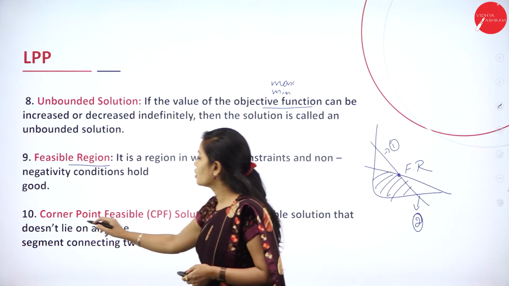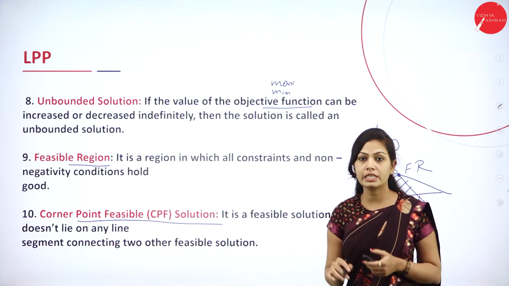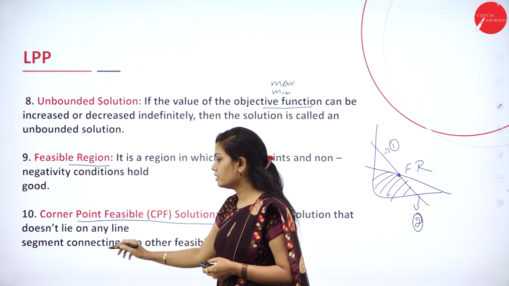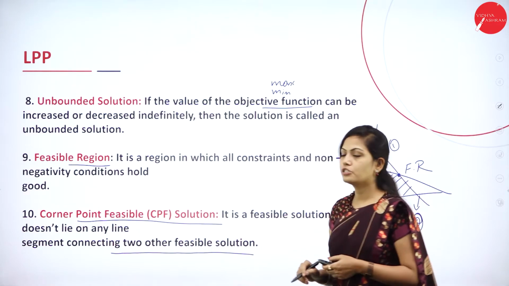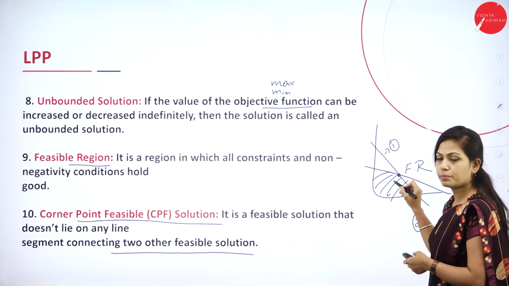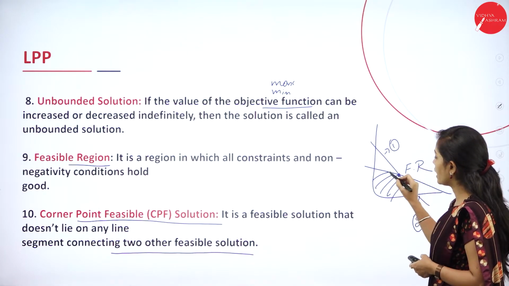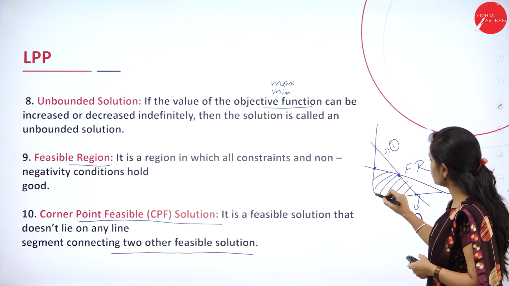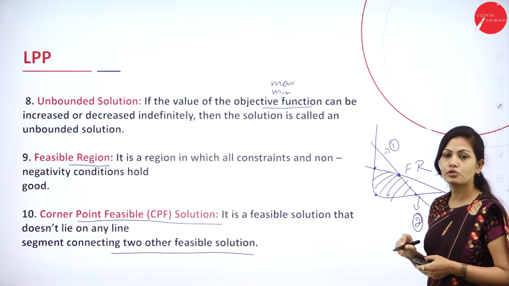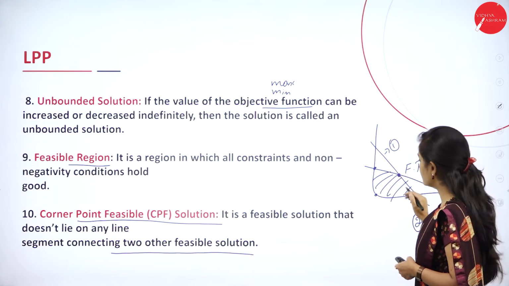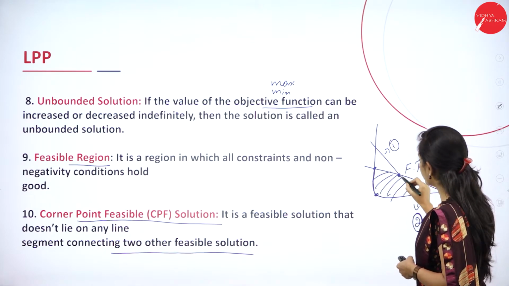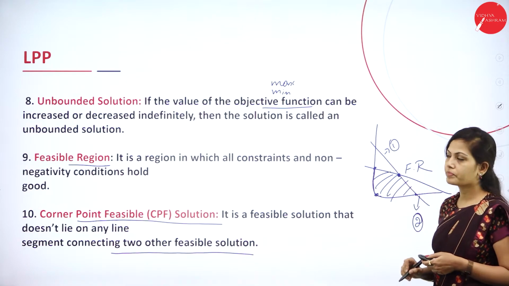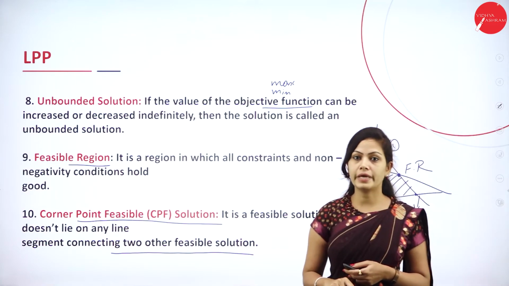And the next one we have corner point feasible solution, called CPF solution. It is a feasible solution that does not lie on any line segment connecting two other feasible solutions. So here I got a feasible region, and for this feasible region I have shaded the area. Here I got two more points called corner feasible solutions. This is called corner point feasible solution. So this is about the basic definitions of LPP.